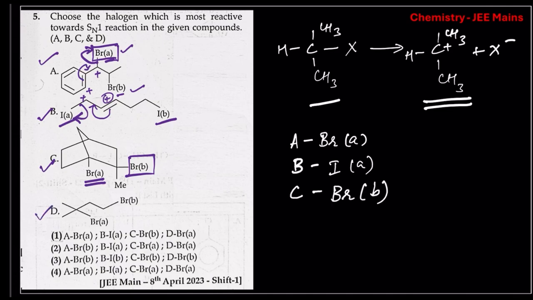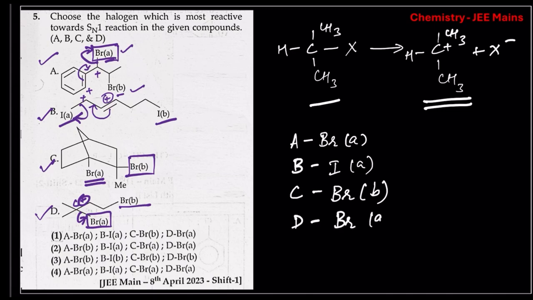Next, option D. In option D, bromine marked as A. This bromine, it is more reactive towards SN1 because if this carbon bromine bond breaks, then the carbocation which is formed is the tertiary carbocation, and tertiary carbocation is more stable than the secondary or primary carbocation. If this bromine which is marked as B leaves as bromide ion, then the carbocation which is formed is primary carbocation, which is less stable than the tertiary carbocation. So bromine which is more reactive towards SN1 in option D is bromine marked as A.